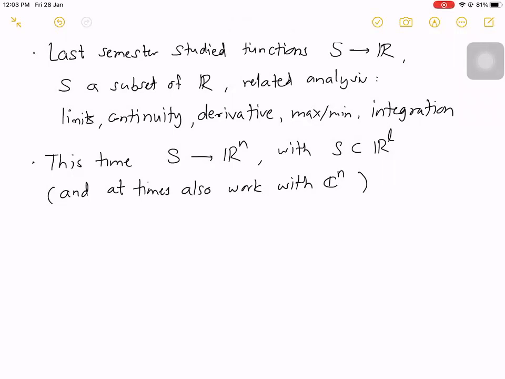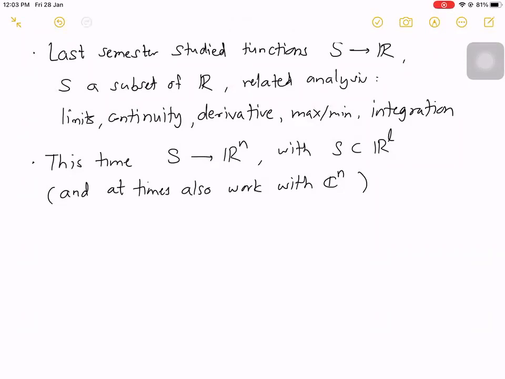So this time we are going to be dealing with functions from some, if you will, vector spaces or subsets of a real vector space or complex vector space to another such vector space, maybe itself. This is clearly a generalization, right? If n and l are 1, then you're back to the earlier situation. So we could say we could do everything concretely with R^n, but there are several reasons why you want to be more ambitious.